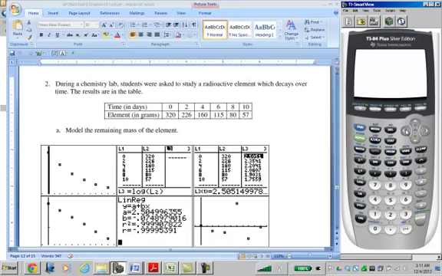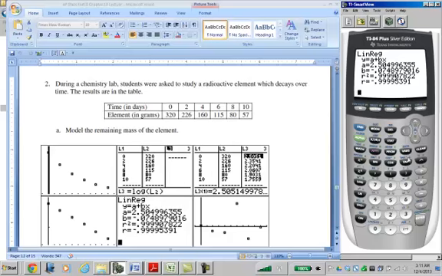And I'm going to do stat calc 8 on L1 and L3. Okay, a plus bx, hit enter. All right, those are the numbers that I have on the screen here.